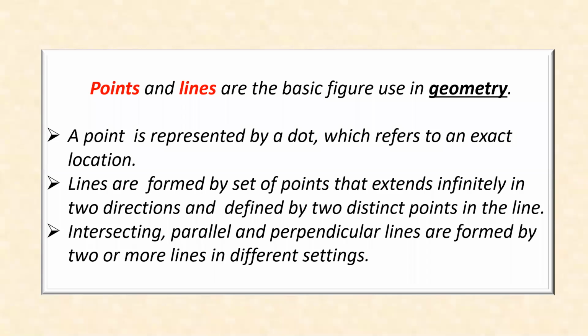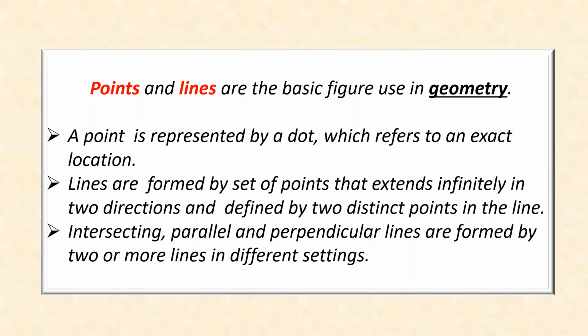Lines are formed by a set of points that extends infinitely in two directions and defined by two distinct points in the line. So for every line, there are many points. It is composed of a set of points. But when we name a line, we only define a line by using at least two distinct points that you can find in a line.